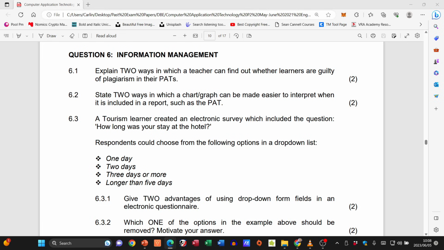6.2, state 2 ways in which a chart or graph can be made easier to interpret when it's included in a report such as the PAT. Well, what items actually make a chart easier to read? The fact that you have a title, a legend, an axis, axis labels, data labels, colors, trend lines, any of those things, they make a chart more readable and easier to understand.